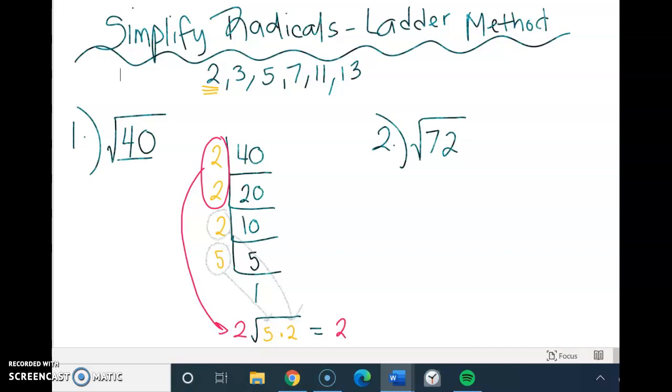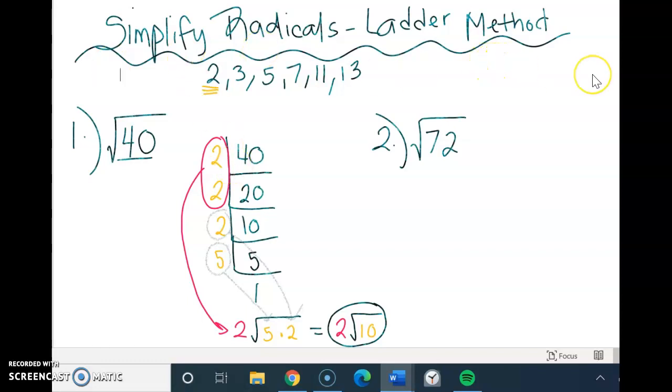I'm going to keep my 2 in front of my radical, and then I'm just going to do 5 times 2, which equals 10. And then I am done. So 2 square root 10, or 2 radical 10, is my final answer.